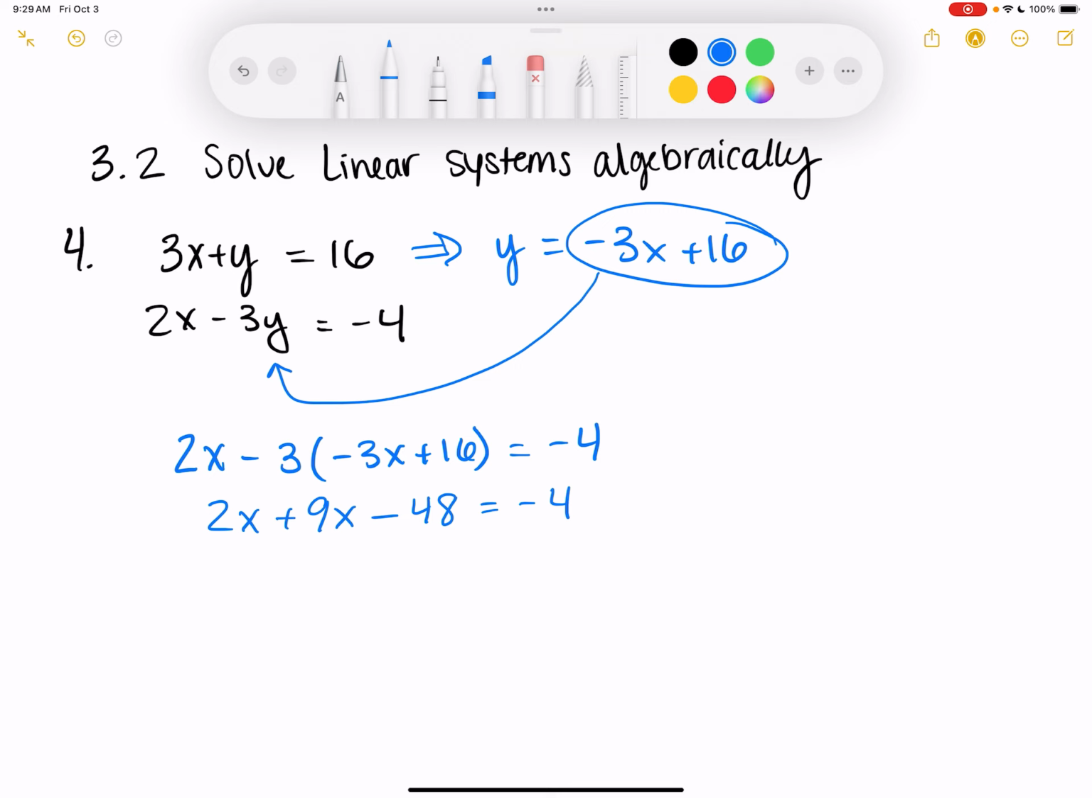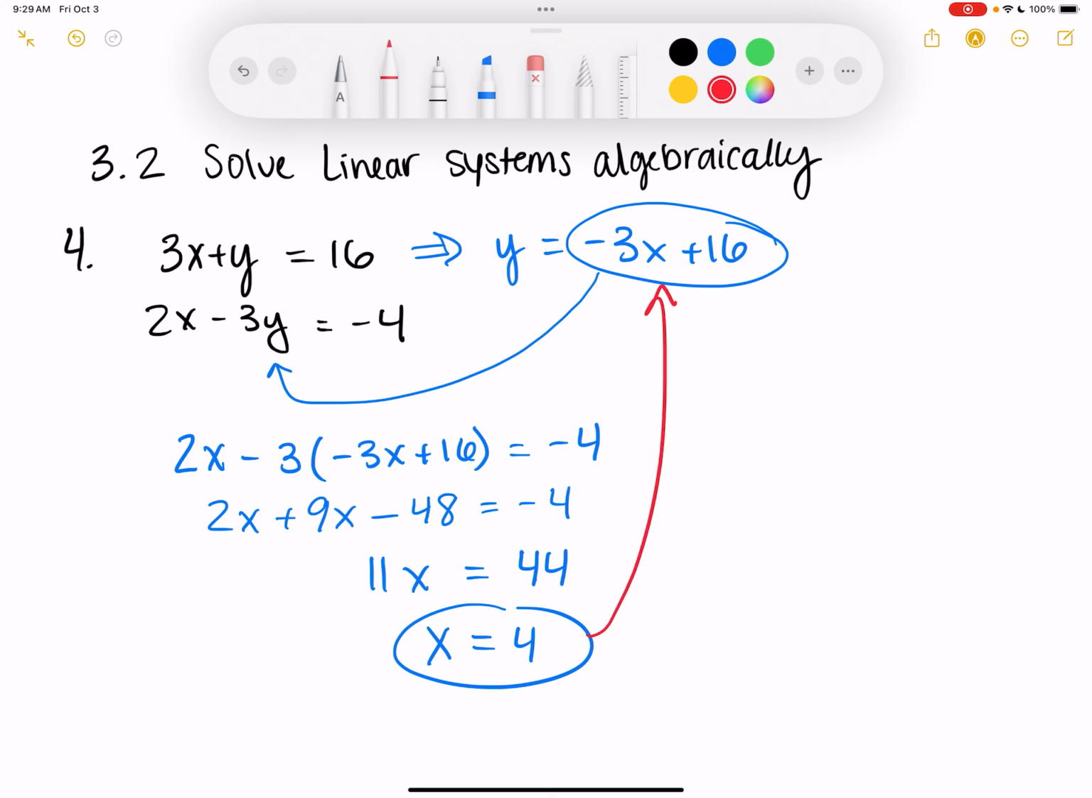In this next step, I'm going to combine the x's and move the 48 over. So 11x is equal to 44. So x equals 4. That's the first part. Now I take this and plug it back into this equation up here to solve for y. So y equals negative 3 times 4 plus 16. So negative 12 plus 16 is positive 4.